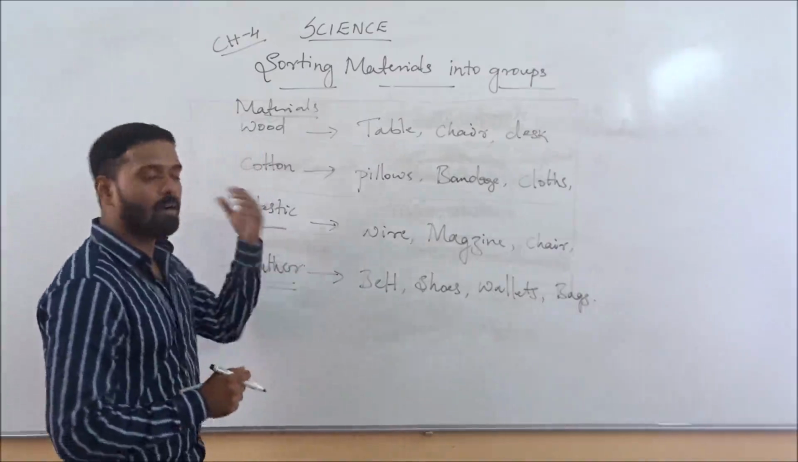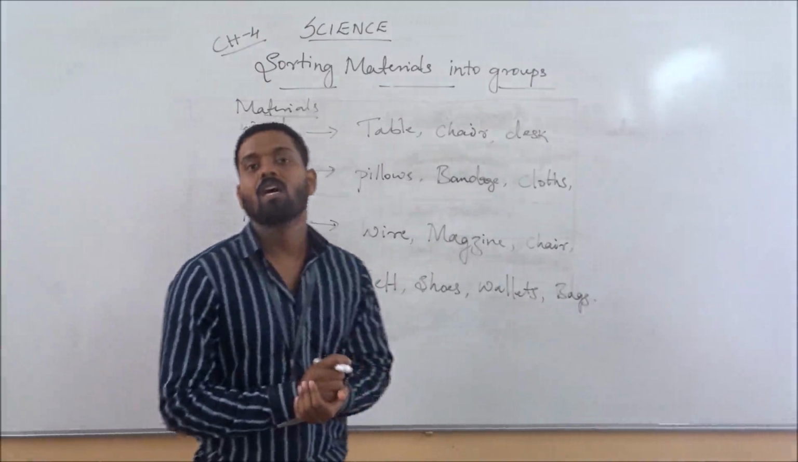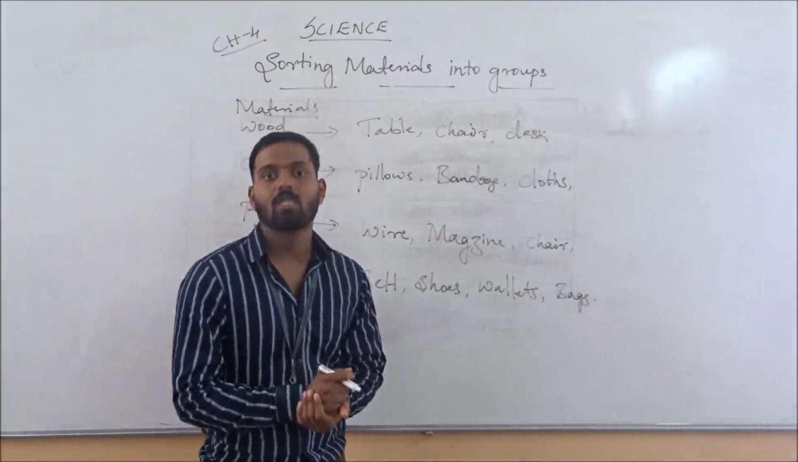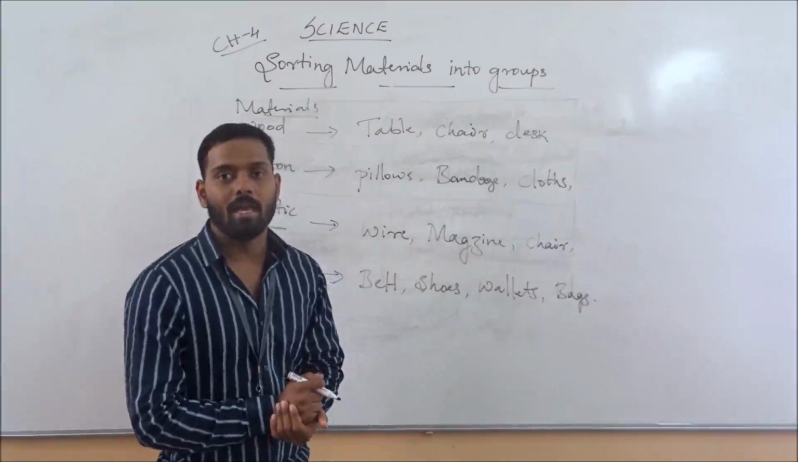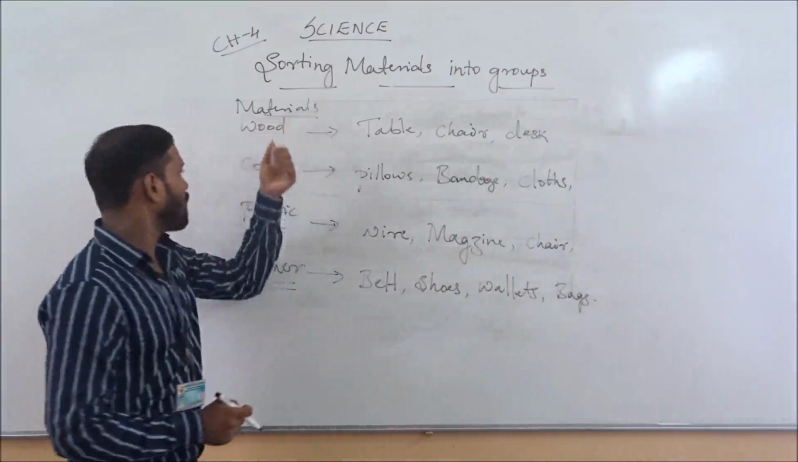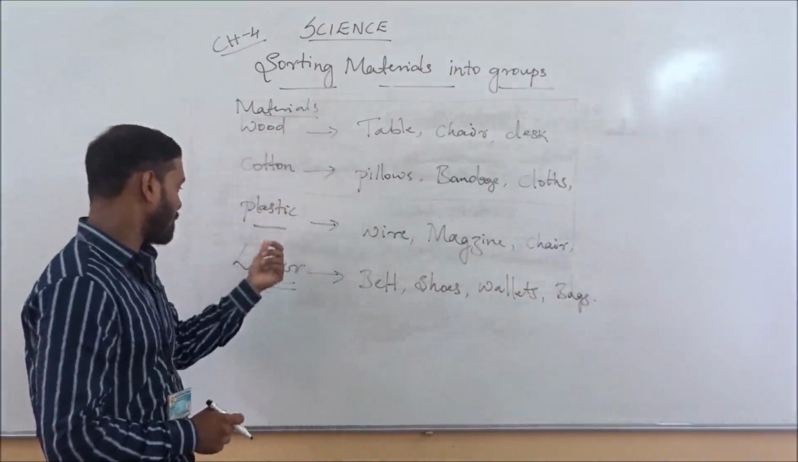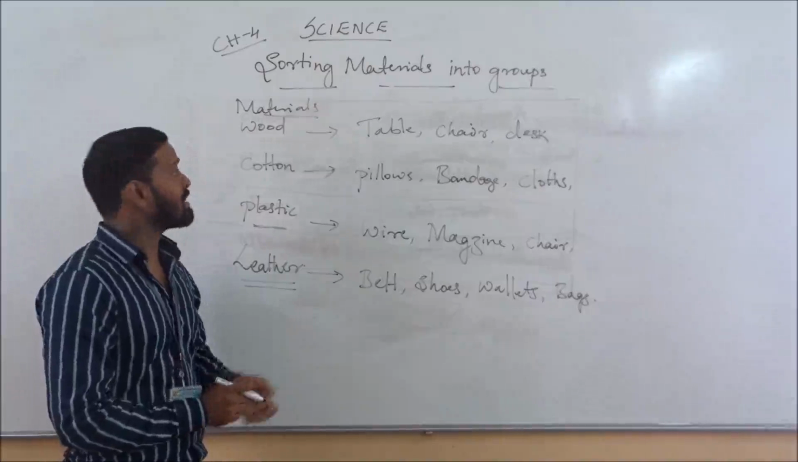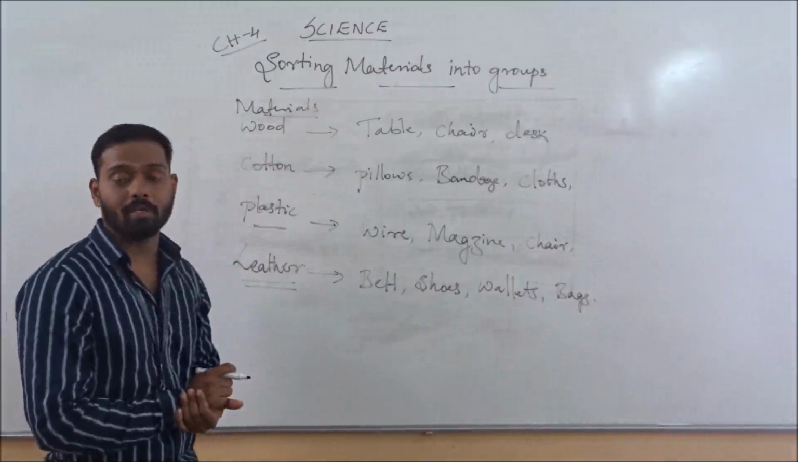So coming to the materials. Materials means the things needed to make an object are known as materials. Example, wood, cotton, cloth, plastics, leather. Okay, these are materials.